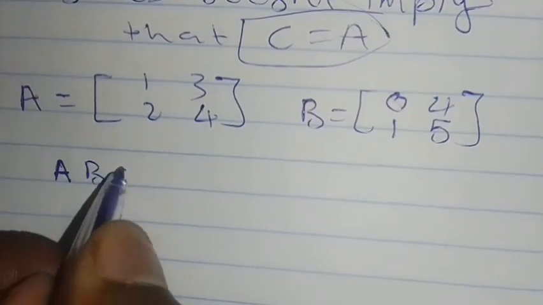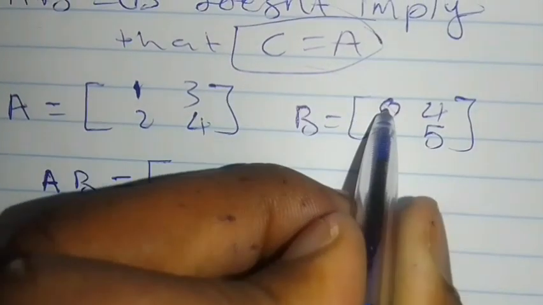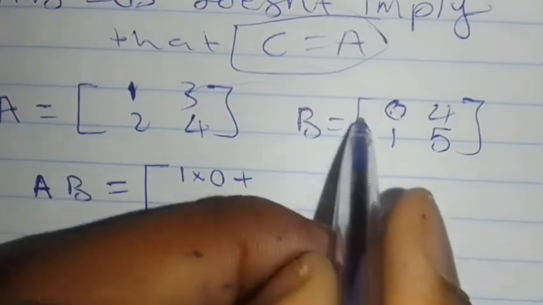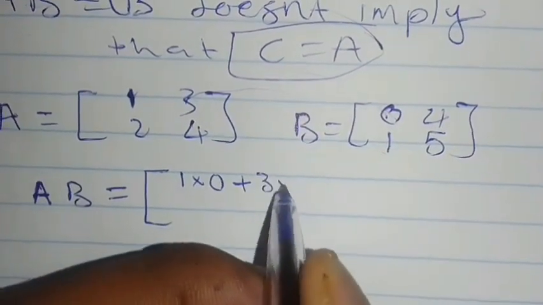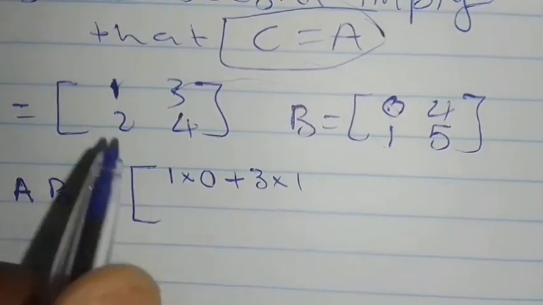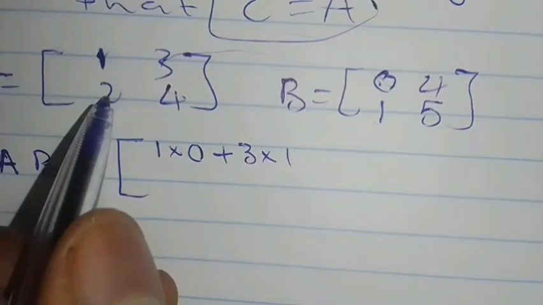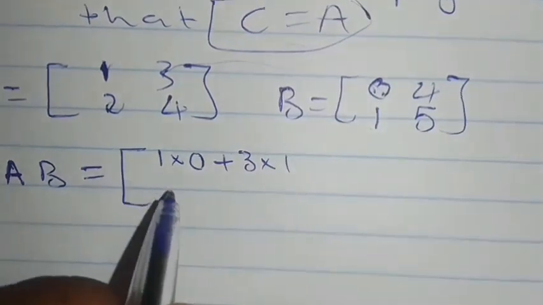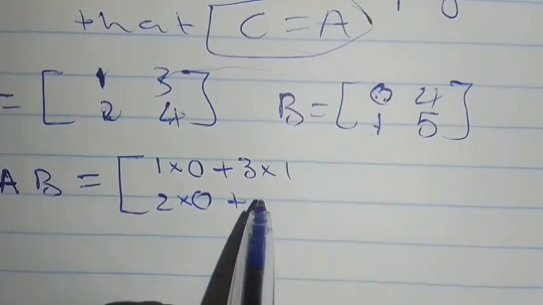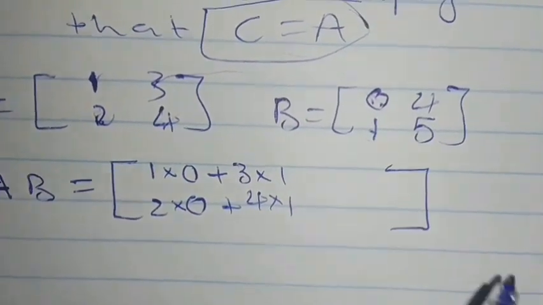So if I have AB, I'm going to take this number here and multiply it with this number, so I have 1 by 0. Now I add 3 multiplied by this one here, so 3 by 1. For the second row, first column, you repeat the same process: 2 multiplied by 0, plus 4 multiplied by 1. That will be the first column of the two rows.